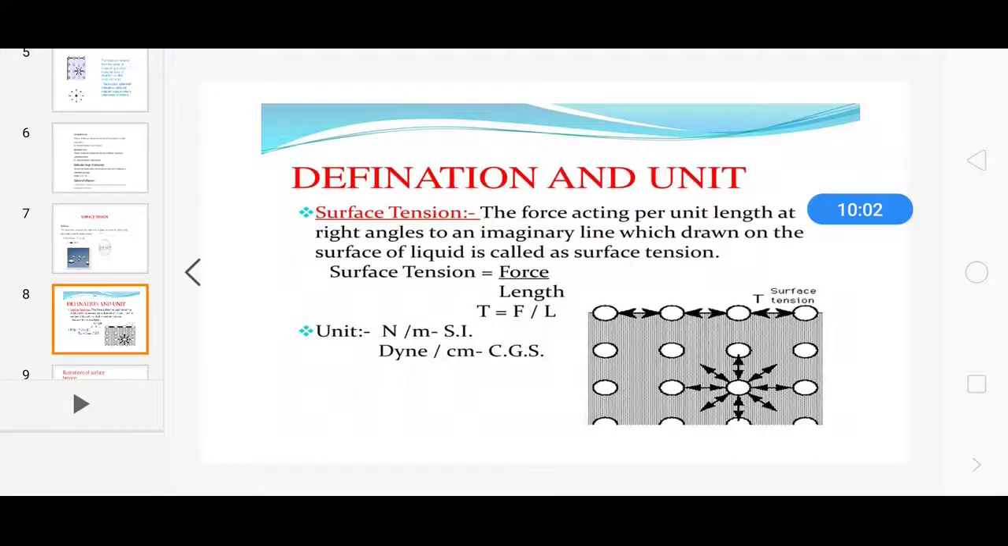Now here also the slide is clearly explaining that the force acting per unit length at right angles means the normal force. That's why we are using at right angles to the imaginary line drawn on the surface of the liquid, which is called surface tension. So it is force by length. Unit is Newton per meter in SI system, or it is dyne per centimeter in CGS. So this is the surface tension.